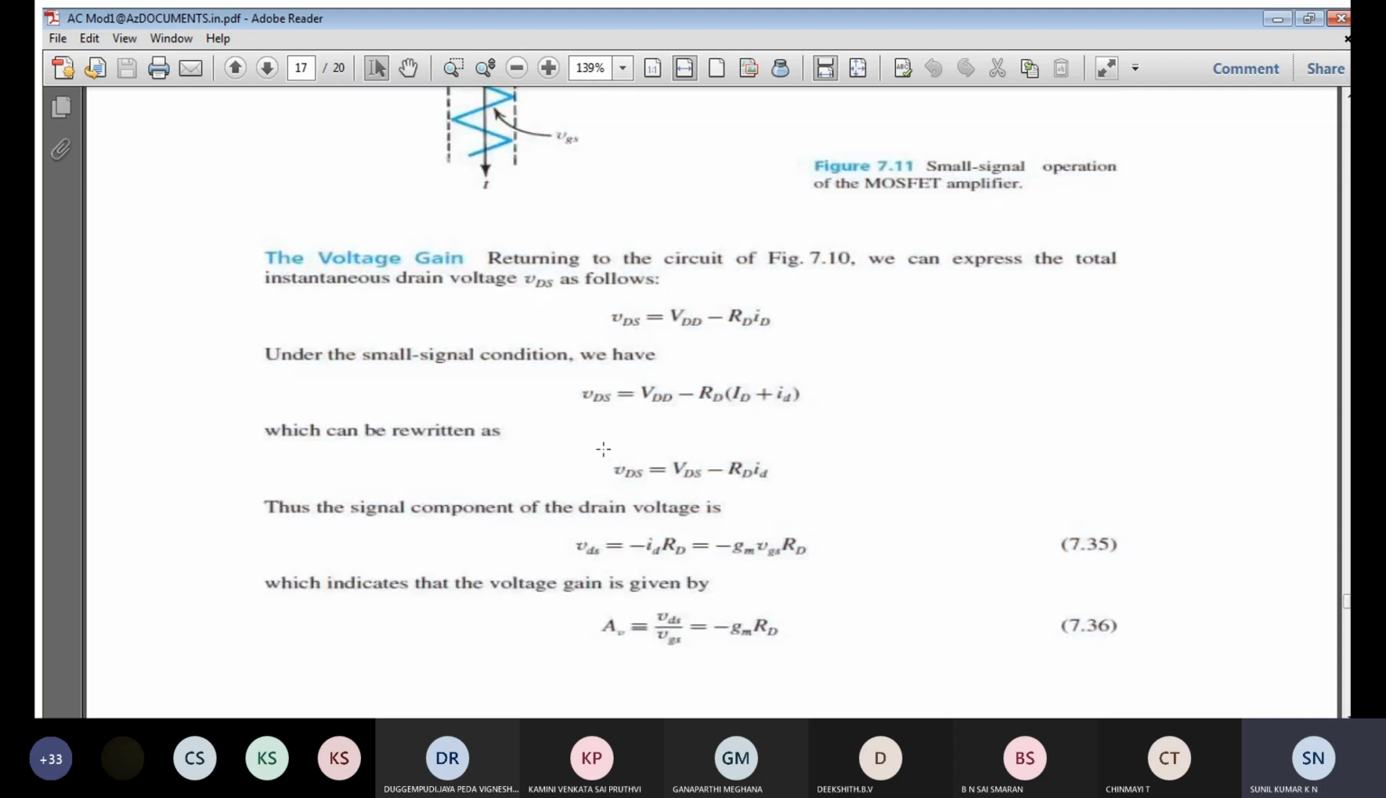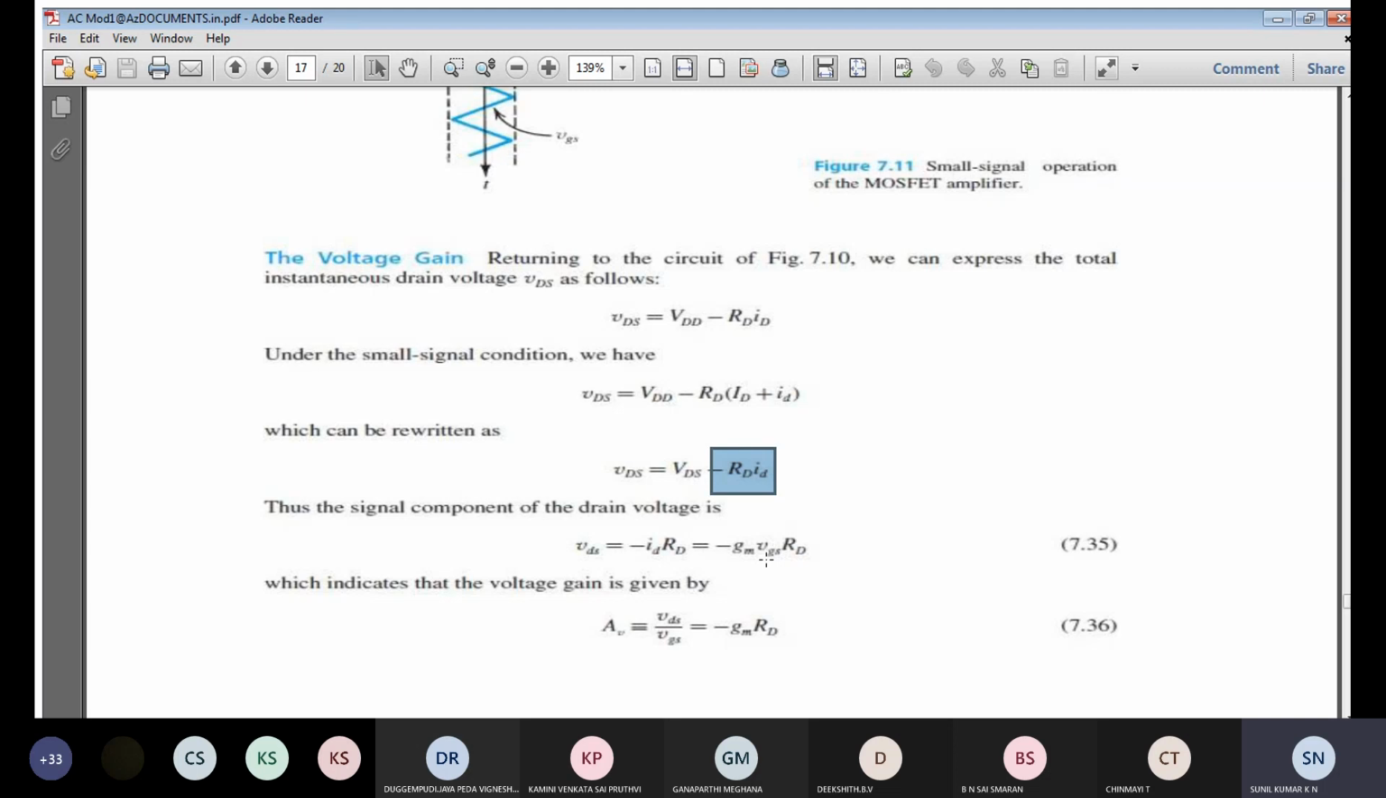Now we can substitute the terms. This is nothing but the instantaneous drain to source voltage, which will be equal to the sum of the DC drain to source voltage plus the signal drain to source voltage. So this can be written as the signal drain to source voltage. So what will VDS be? The signal drain to source voltage will be equal to minus ID into RD.